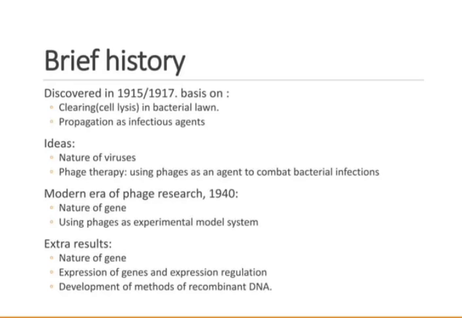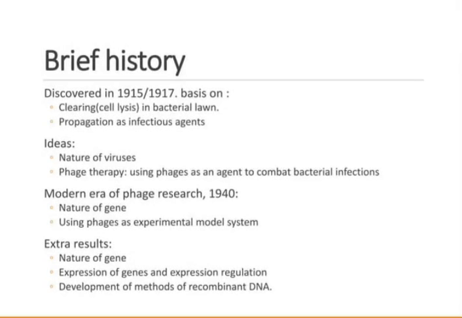Let us speak about the brief history. It was discovered in 1915 or 1917 based on the clearing in the bacterial lawn and the propagation as infectious agents. While speaking about the ideas, there were the nature of a virus and phage therapy, using phages as an agent to combat bacterial infection. The modern era of phage research began in 1940, with the nature of a gene and using phages as an experimental model system. Other results included the nature of a gene, gene expression and regulation, and the development of methods of recombinant DNA.